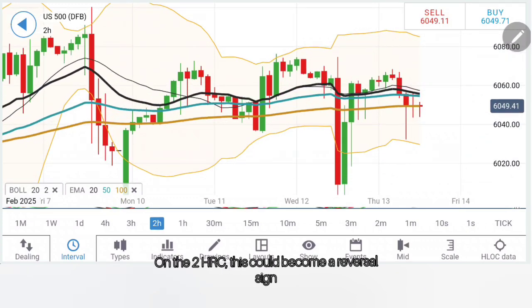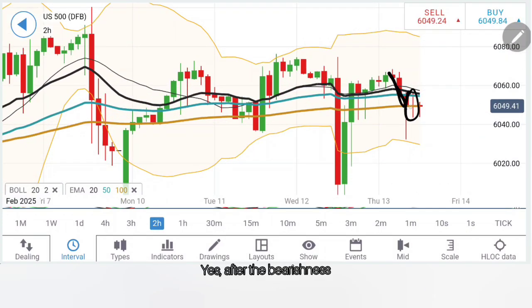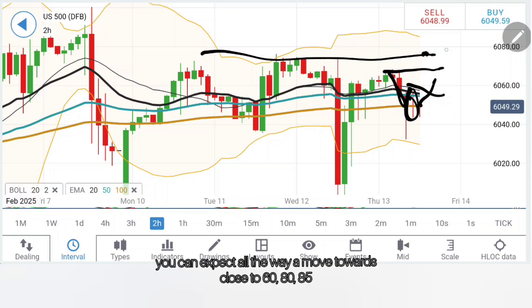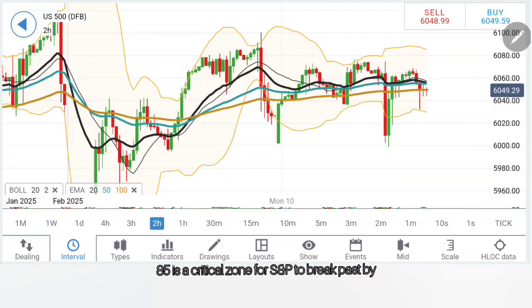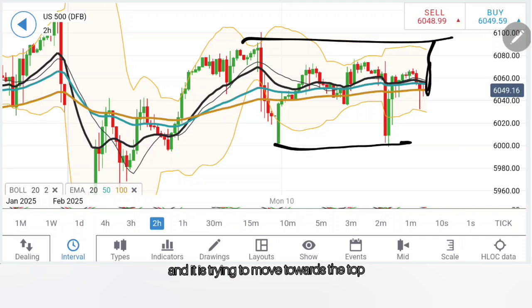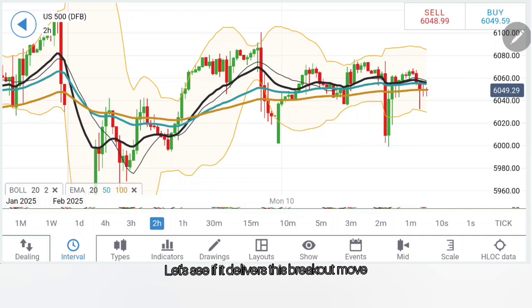On the 2-hour chart, this could become a reversal sign. Yes, after the bearishness, it is showing a reversal sign. And once it trades beyond 6070, 6072, you can expect a move all the way towards close to 6080, 6085. Now 6080, 6085 is a critical zone for S&P to break past. Notice what it has done. It has formed a double bottom here, and it is trying to move towards the top. Let's see if it delivers this breakout move.